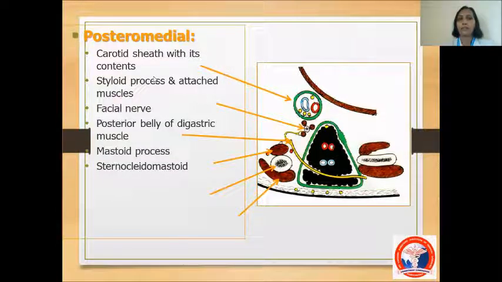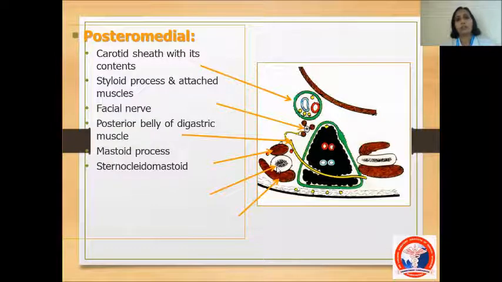There is the bony process called the styloid process. There are muscles and ligaments attached to it. Together, they are called the styloid apparatus. The muscles attached to the styloid process are the stylohyoid, styloglossus, and stylopharyngeus. The facial nerve can be seen entering from the posteromedial surface into the substance of the gland.